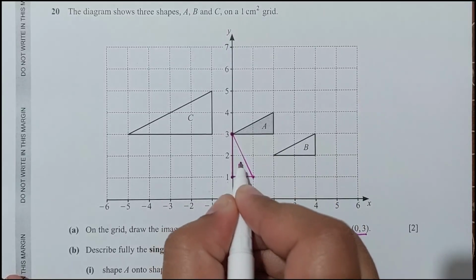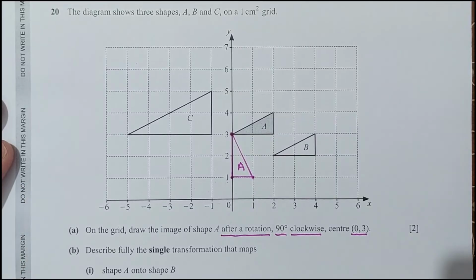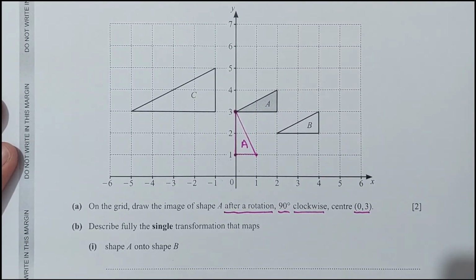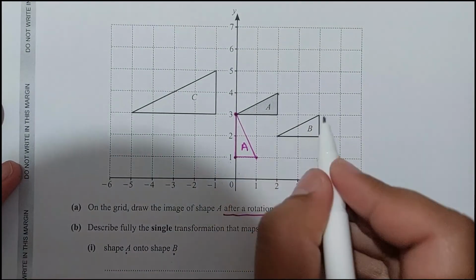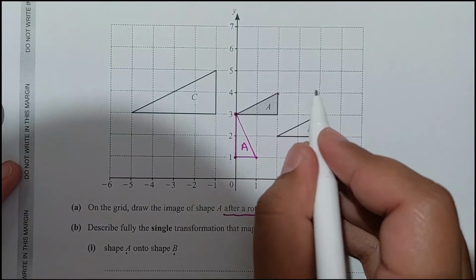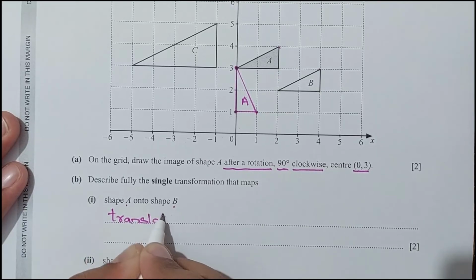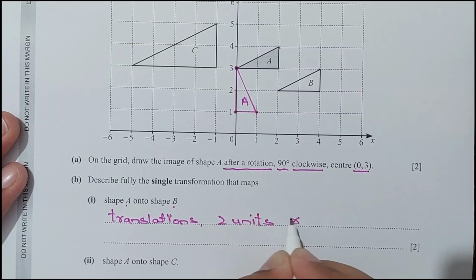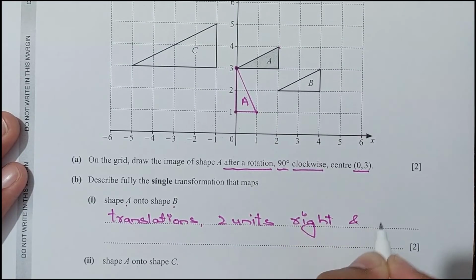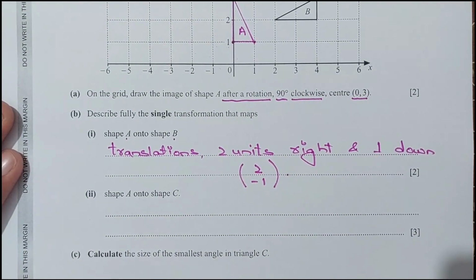Now shape A is rotated 90 degrees clockwise about the center (0, 3). Now part B, describe fully the single transformation that maps shape A onto shape B. A onto B, it is a translation. Fix one vertex: 2 units to the right and 1 down. So it is a translation, 2 units right and 1 down. In terms of a vector, we can write 2 and -1. Horizontal translation is 2 and the vertical translation is -1.